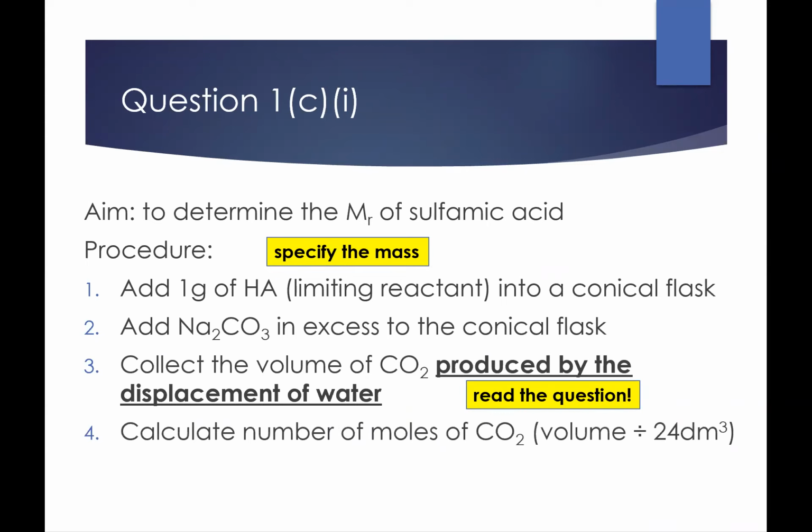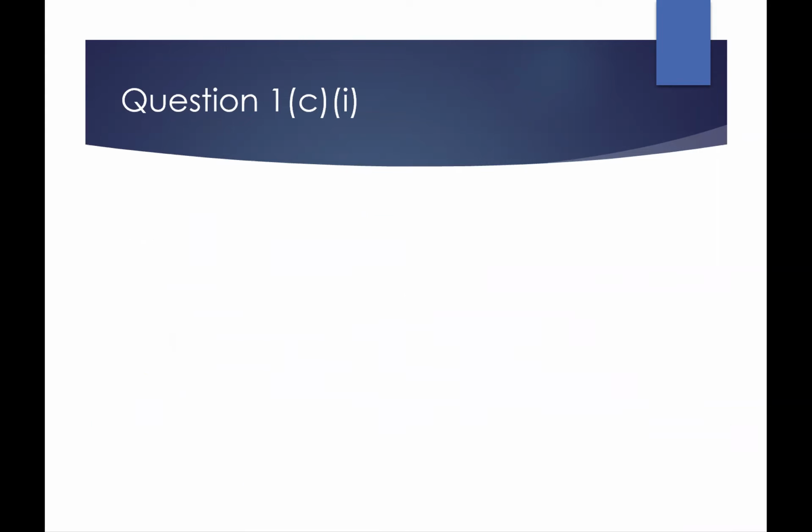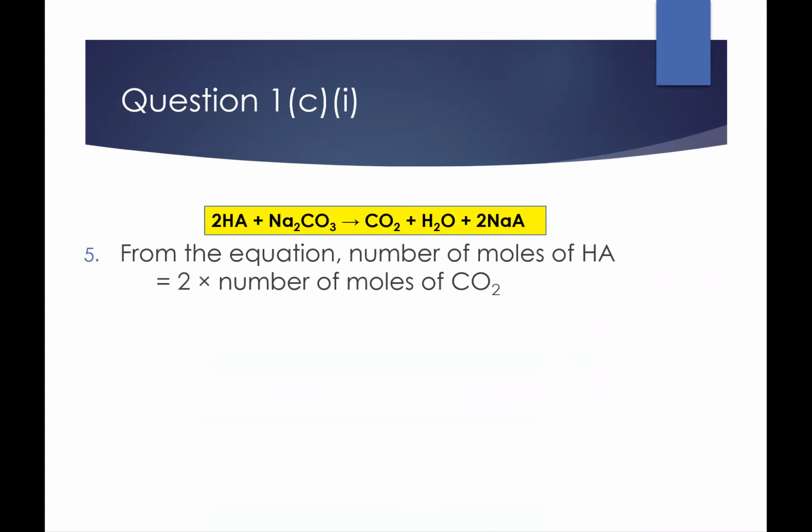Now the fourth step, you calculate the number of moles of carbon dioxide. So based on the volume, you take the particular volume divided by 24 dm cube. Remember that 1 mole of gas occupies a volume of 24 dm cube. So this is your mole concept, one of the three triangles. Now, step number 5. Remember the equation that was given? From the equation, you realize the ratio is 1 mole of CO2 to 2 moles of HA. Therefore, you use this mole ratio to calculate the number of moles of HA.